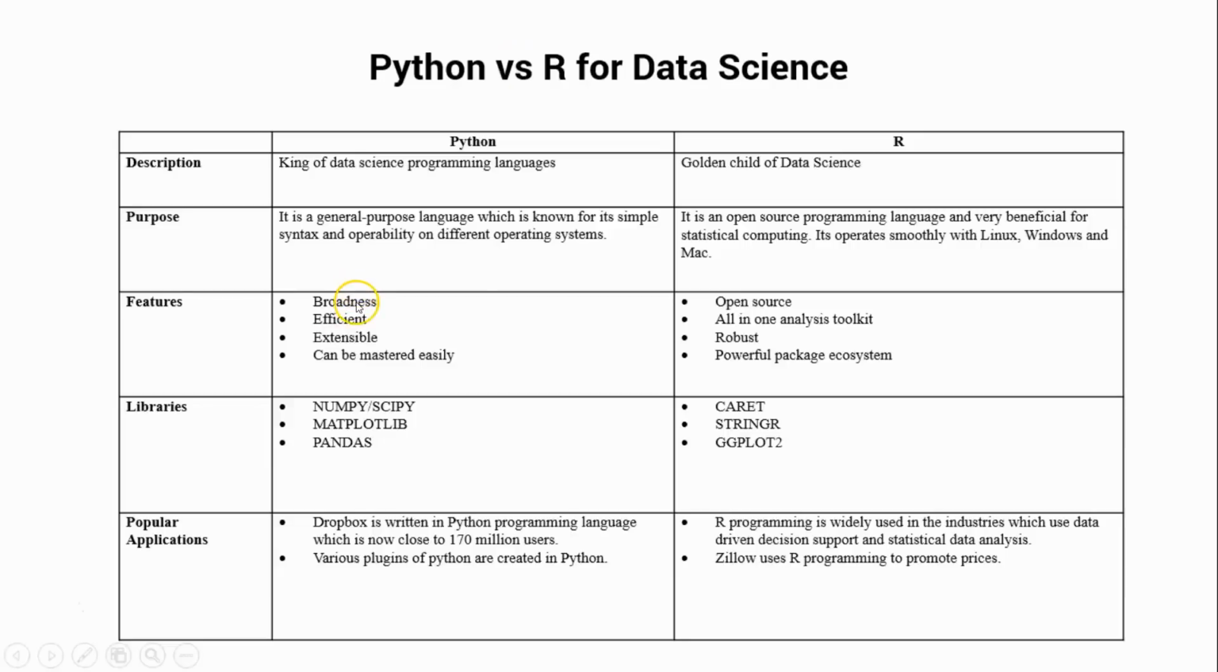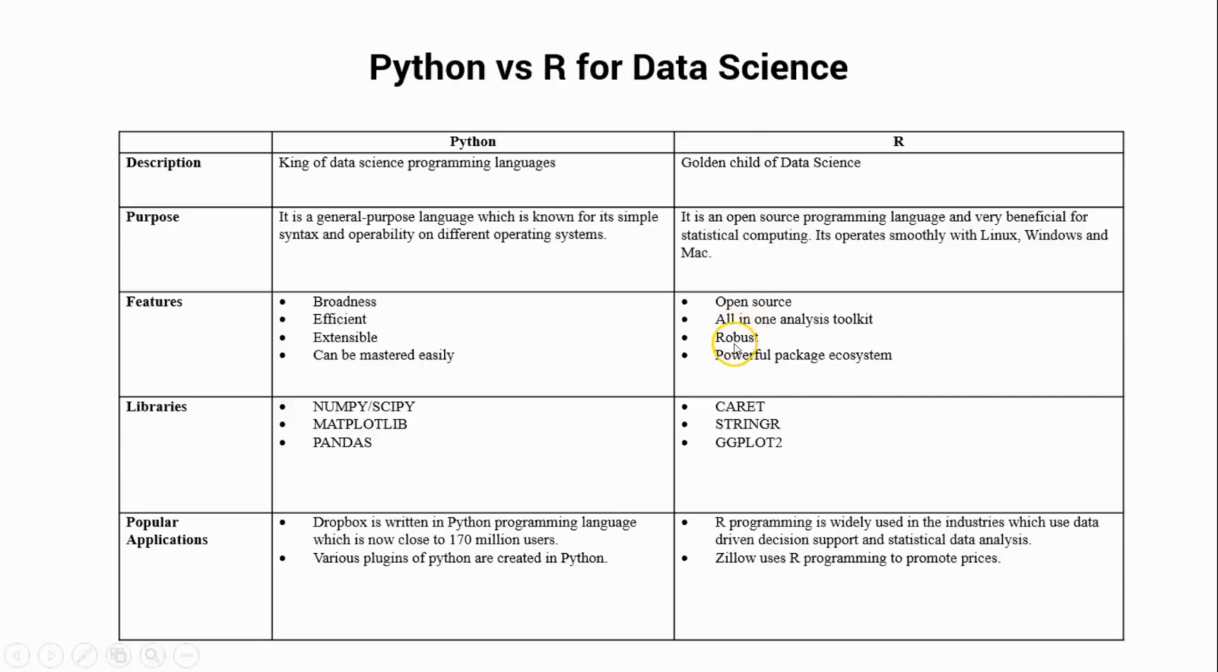Now the next thing is understanding the basic features of Python and R. Python has the features of being broad and efficient, it is very efficient to understand. The next thing is that it is extensible. It is a very easy to understand scripting language. It can be mastered easily. But when it comes to R, it is an open source language, an all-in-one analysis toolkit because it is used in statistical computing. Everything comes under one picture and everything is included in one toolkit.